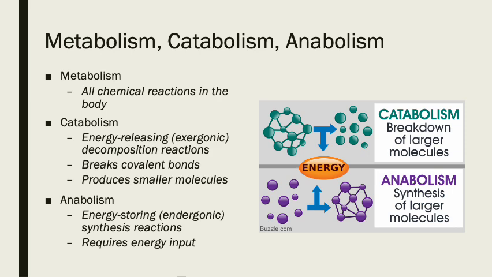Then we have where we are storing energy. We're building things up. We're making new bonds. And every time a bond is made, energy is stored within that bond. So if we're building things up and making new bonds, we are storing energy. This is called anabolism. So in our body, we have metabolism. And within the metabolism, there are 2 different types, catabolism and anabolism. One is breaking things down, and one is building things up.